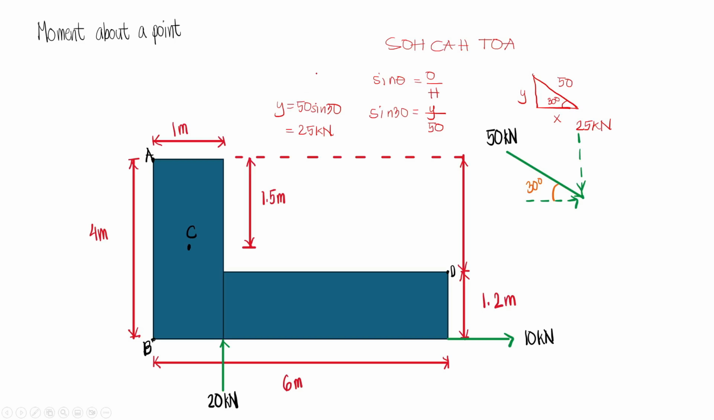And then sir, how about the horizontal component? For the horizontal component, we will use cosine theta, or the cosine function. So we have cos theta is equal to adjacent over hypotenuse.